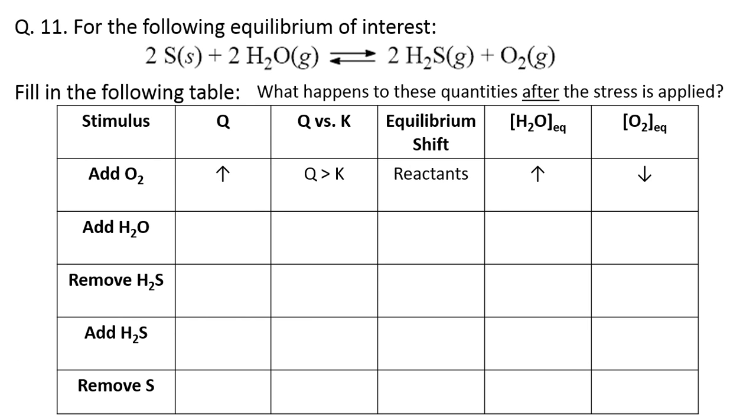This next question, question number 11, asks you to figure out how Q is going to change, how that relates to K, in what direction the equilibrium will shift, and how the equilibrium concentrations of H2O and O2 will change when each of these stimuli are performed on this reaction. I want to give you a few minutes to work through this question, and I suggest you pause this video to try to fill in the blanks before you continue on.